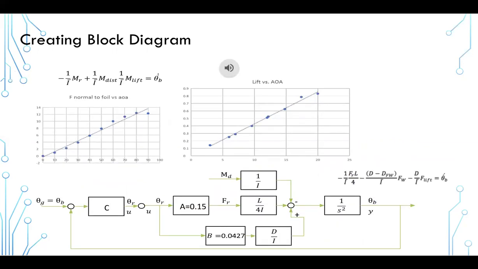The block diagram is shown here with the plots mentioned earlier from the rudder simulations. The reference command is the difference between the current and desired boat angles. The input is the angle of the rudder, which can be controlled with servo.write, for example. MD is a disturbance torque, and if results from the Simulink prove undesirable, the rudder could be modified to obtain different values for A and B, as can be seen from the diagram.